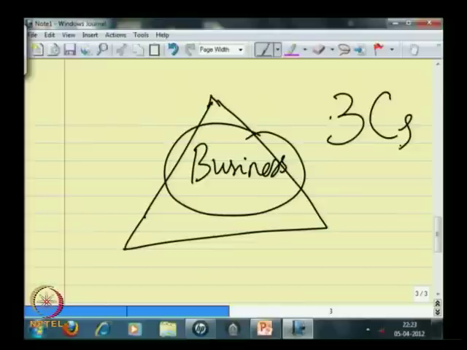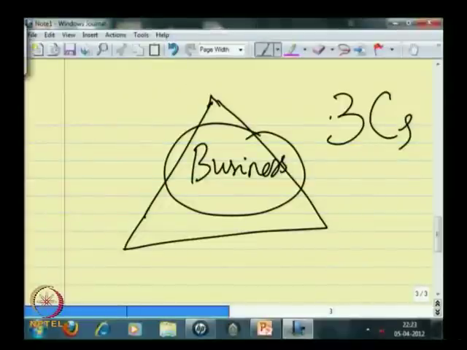Three C's to do the business analysis. You know there is a McKinsey 7S, you know there is a Six Sigma, you know there is 4 P's. So, let us start with a new concept called the 3 C's for business analysis. And what are those 3 C's? Let me first begin with the first C, the business code.